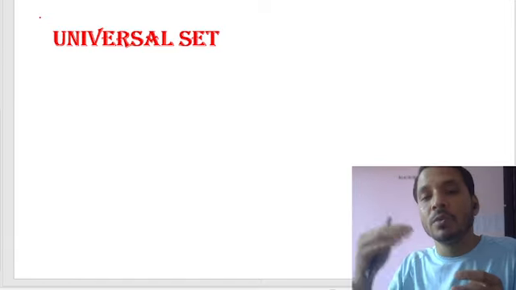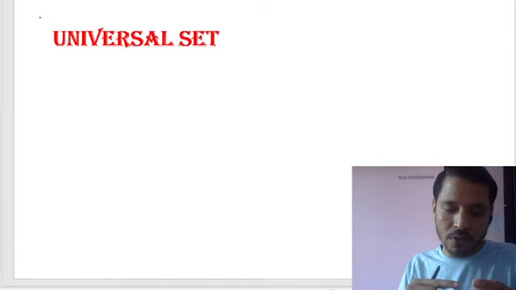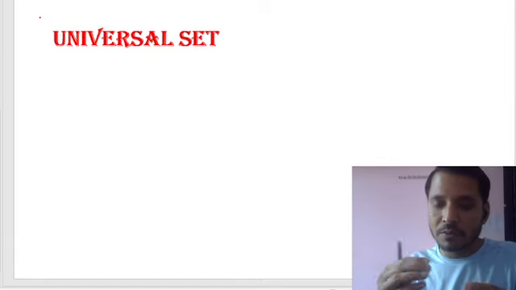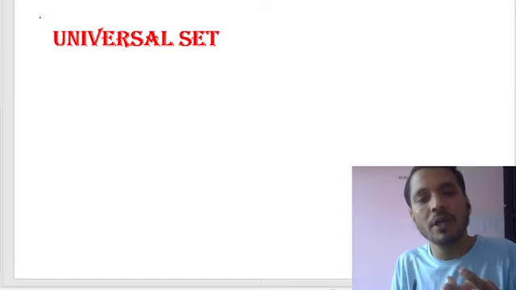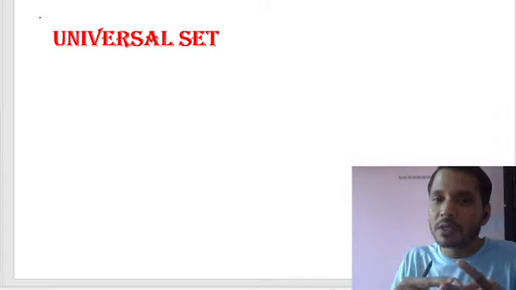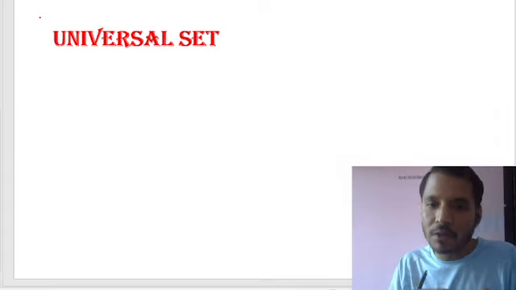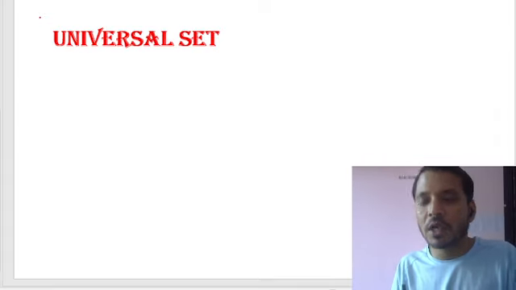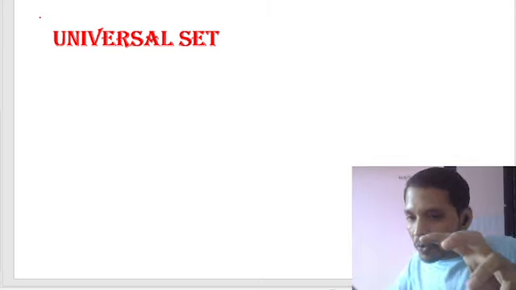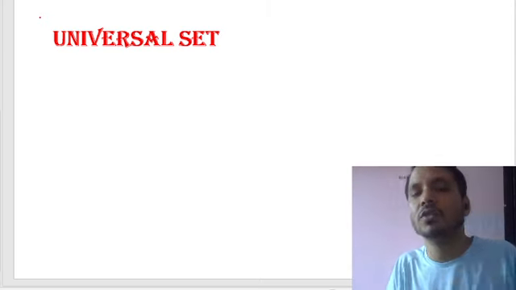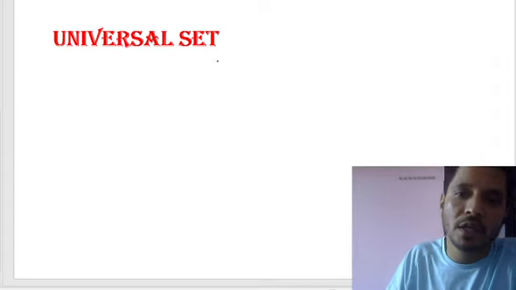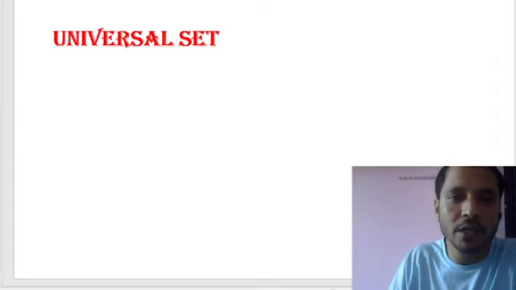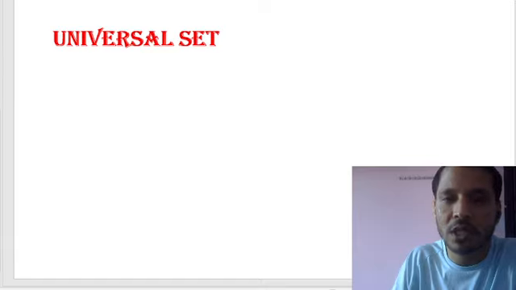If I'm saying just natural numbers, what are the possible universal sets for the natural numbers? Whole numbers are bigger than that, since zero is also included, so whole numbers may be the universal set. Integers may also be the universal set, and real numbers may also be the universal set. The set which consists of all the given sets is called the universal set, the set that contains all the sets in the given context or question.